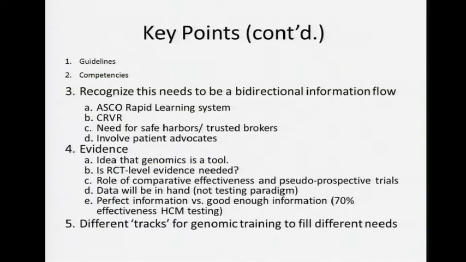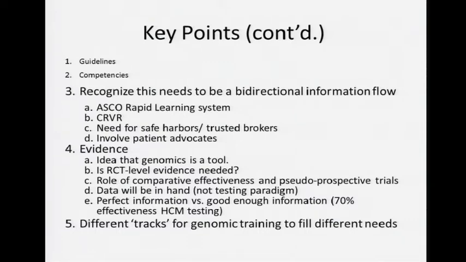Evidence, the idea that genomics is a tool, I love that. We've never done an RCT on creatinine-based dosing. I think in some ways that was a very interesting perspective that I hadn't heard before. Is RCT-level evidence needed? The role of other types of evidence generation, comparative effectiveness, pseudo-prospective trials. The fact, again, relating back to what we talked about in number two, we'll have the data in hand. So it's not a testing paradigm.